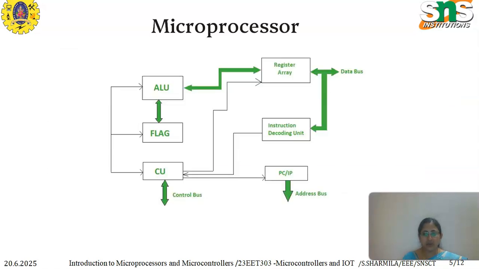Now let us see the basic building blocks available in the microprocessor. The most basic unit is the ALU, the arithmetic and logical unit, and another one is the flag. It is a register unit, and CU is the control unit, and the register array is used for getting the input and output, and the instruction decoding unit and the PC address bus.